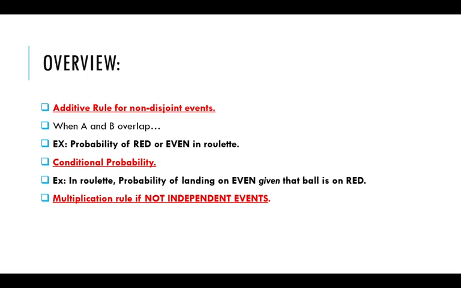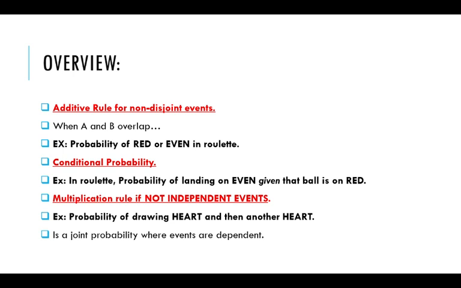Then we have to introduce a multiplication rule when we don't have independent events. For example, what's the probability of drawing a heart from a deck of cards and then another heart? Do we agree that the probability of drawing the second heart depends on the fact that I've already drawn a heart? It changes the probability. And so we have a joint probability in that sense where those events are dependent on each other. Now, I don't expect you to understand everything I just said. We're going to go through each one of these very carefully.